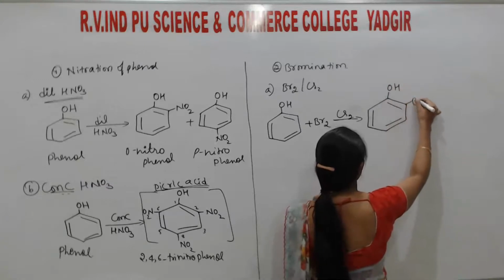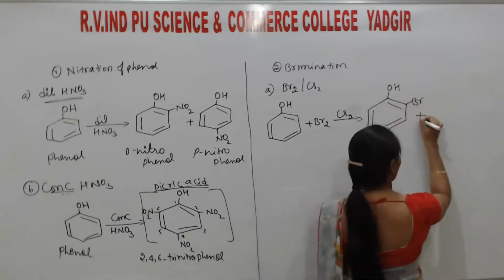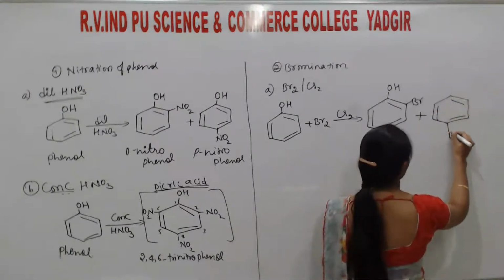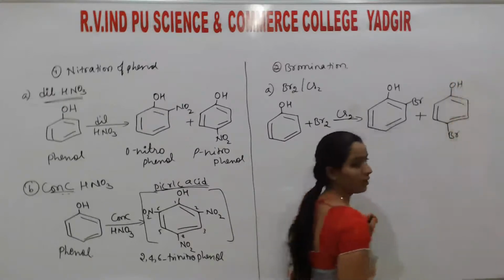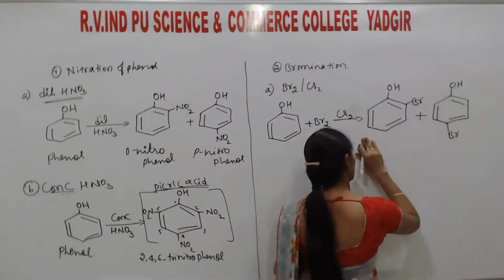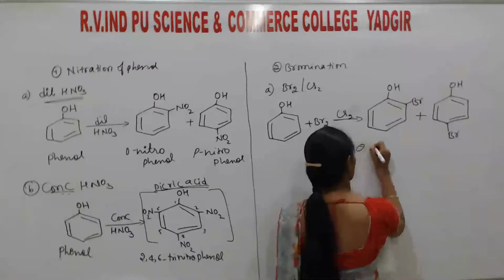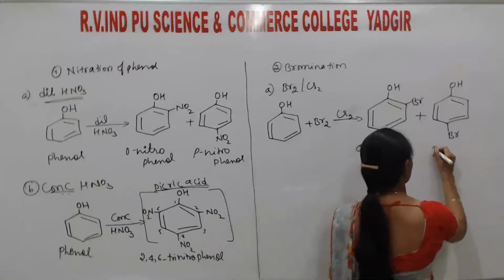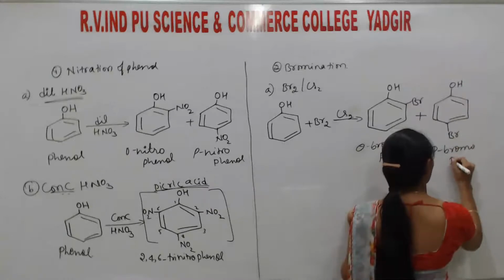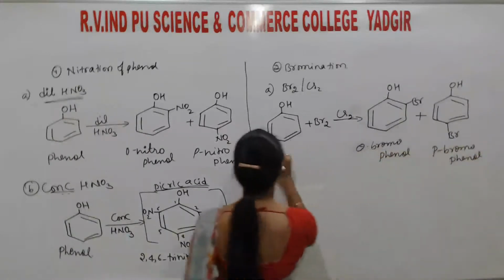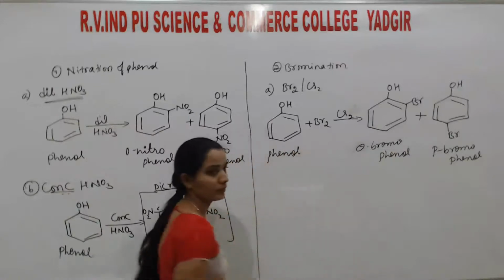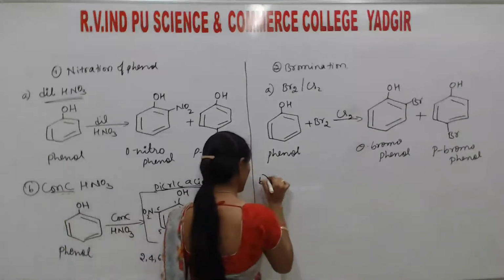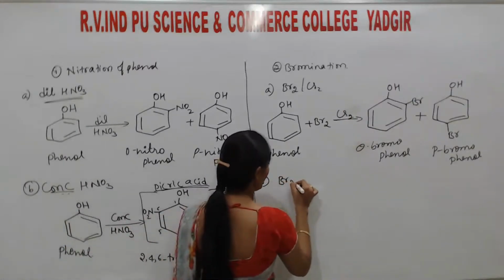Then the products formed: one is orthobromophenol, another one is parabromophenol. Okay, this one is orthobromophenol. This one is parabromophenol. So this is phenol. Understood? So instead of that, if we use bromine water.